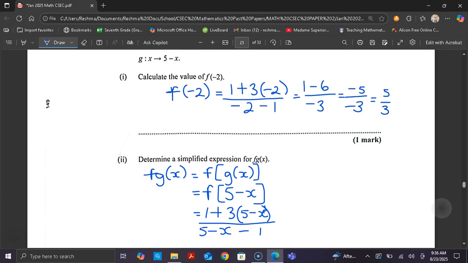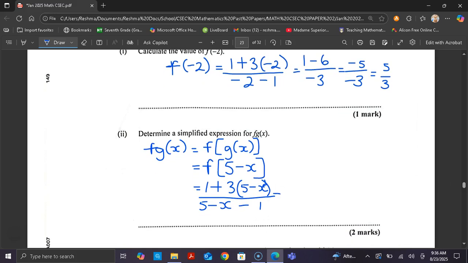Okay, so now all we need to do is simplify. Expanding the brackets in the numerator, 3 5s are 15. 3 by minus x is minus 3x. And in the denominator, 5 take away 1 is 4, so we have 4 minus x. So this simplifies to 1 plus 15, 16 minus 3x over 4 minus x will be fg of x.